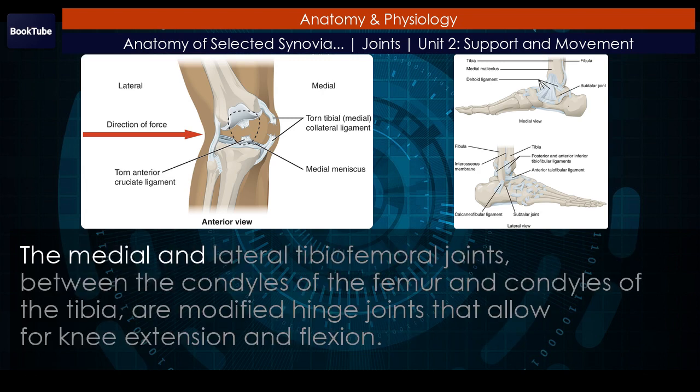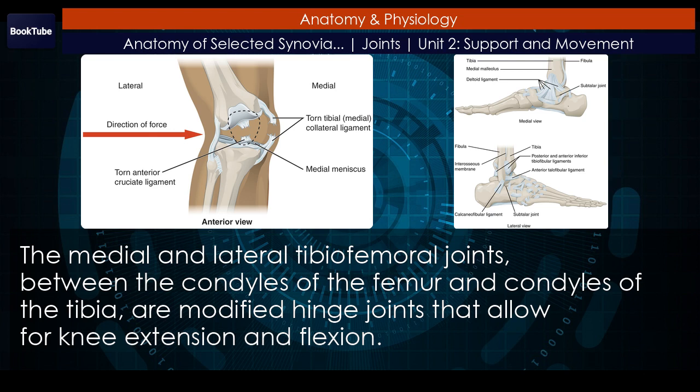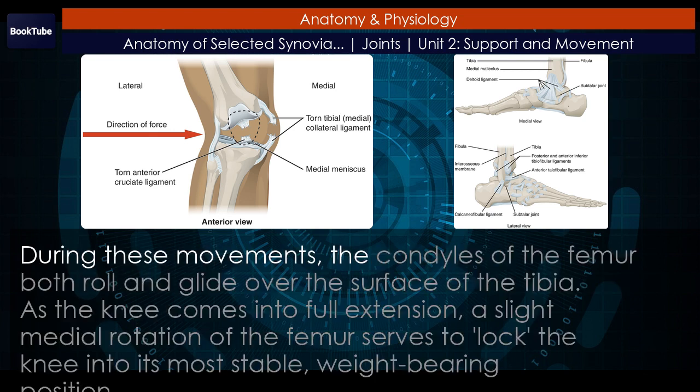The medial and lateral tibiofemoral joints, between the condyles of the femur and condyles of the tibia, are modified hinge joints that allow for knee extension and flexion. During these movements, the condyles of the femur both roll and glide over the surface of the tibia.